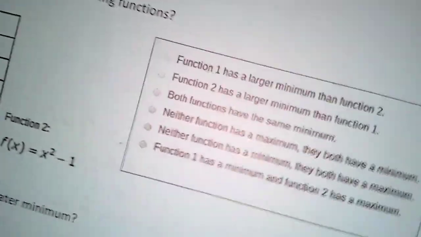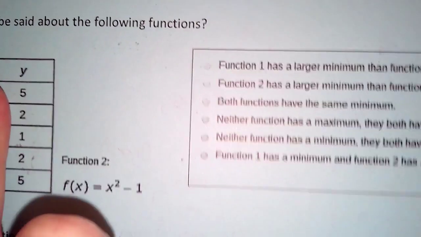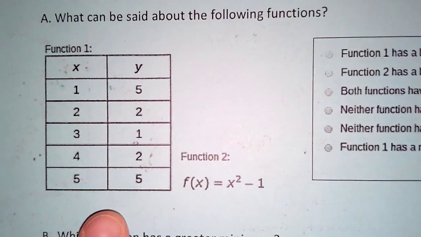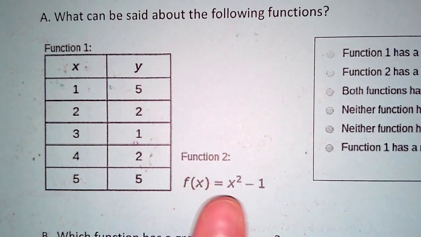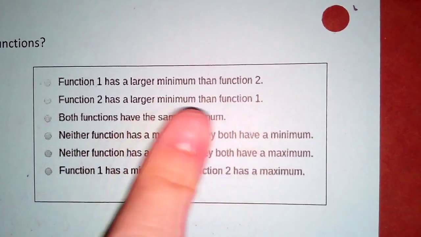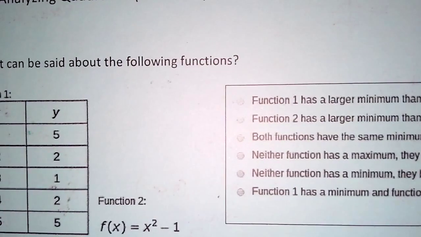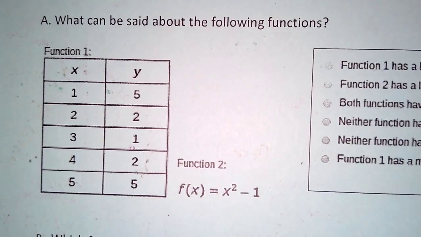All right, so we're just analyzing two quadratics now. It says function 1 is, and I give you this table, function 2 is here. And we want to analyze them. We're talking about minimums and maximums. That's what this is focusing on. Select all that apply. This is EOC type questions. Questions like this will appear on your test.